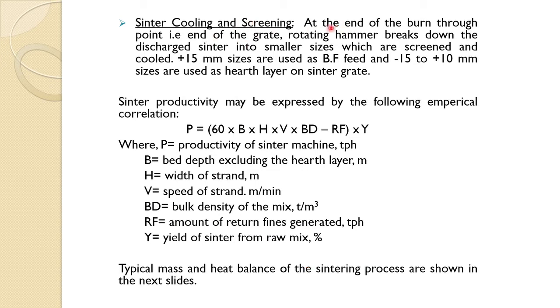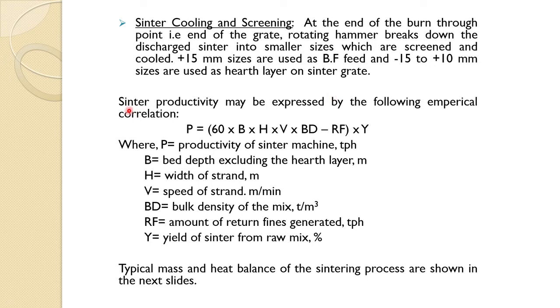You have seen the sinter screen there in the figure. At the end of the burn through point, at the end of the grate, a rotating hammer breaks down the discharged sinter into smaller sizes, which are screened and cooled. So, plus 15 millimeter goes to the blast furnace, and this goes as a hearth layer, and below 10 millimeter goes back as sinter return to make the green pellets.